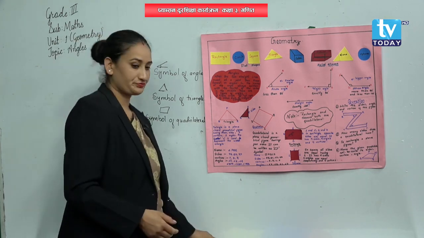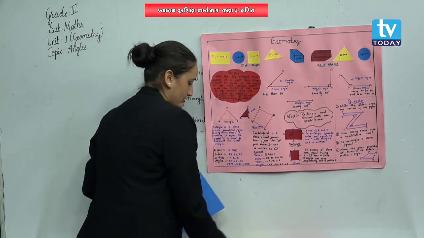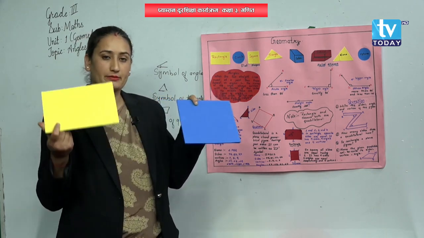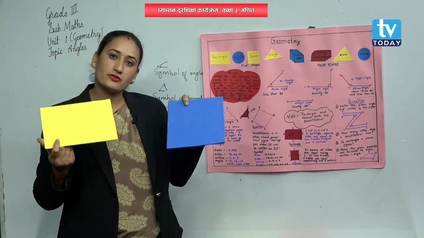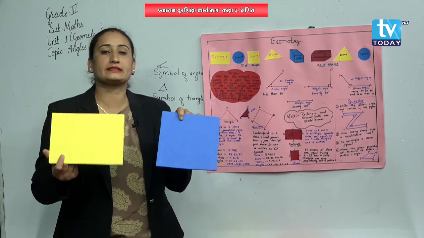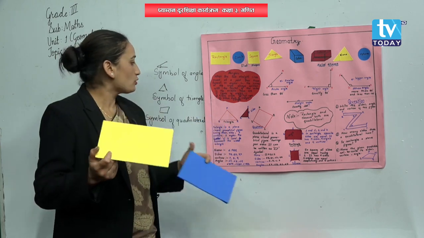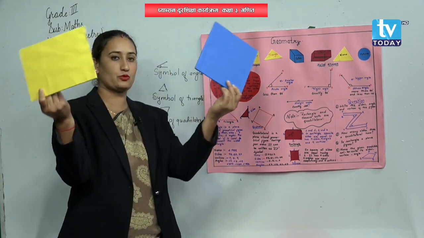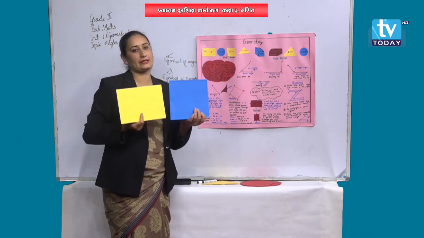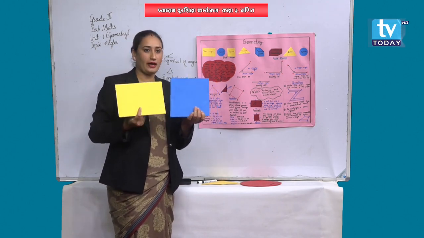Now see here. In a quadrilateral, 4 sides mean, what about this square and what about this rectangle? A square also has 4 sides and a rectangle also has 4 sides. So both of them are quadrilaterals. We can say that a quadrilateral is a geometrical shape having 4 sides, 4 vertices and 4 angles.